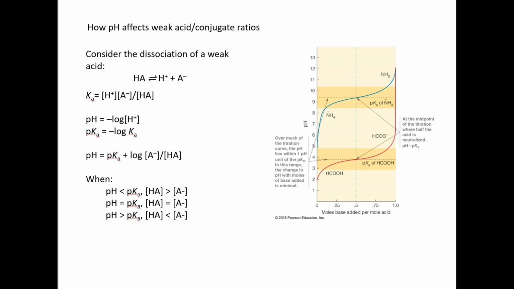So remember, the pH of the solution is defined by the negative log of the concentration of the protons. The pKa is the negative log of the Ka, and the Ka is simply the ratio of the products over the reactants in an acid-base equilibrium system. That's all it is. And here, to review, we've got the Henderson-Hasselbalch equation.